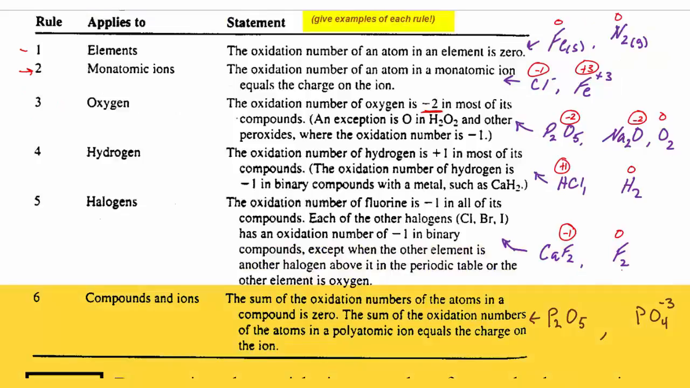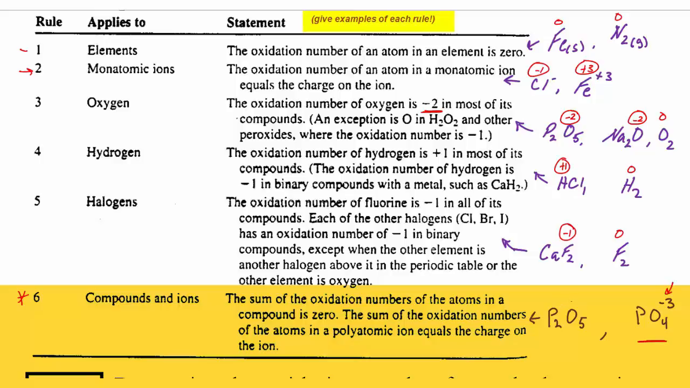Compounds and ions. Now this is an important one. Once we have a general idea of what the general oxidation states are of certain elements, the sum of all the oxidation numbers must be 0, or the charge. So in diphosphorus pentoxide, 2 phosphorus atoms and 5 oxygen atoms, their oxidation states all have to add up to be 0, because that's the charge on the compound. It's neutral. With phosphate, the 4 oxygens and the single phosphorus atom have to add up to be -3, because that's the charge.